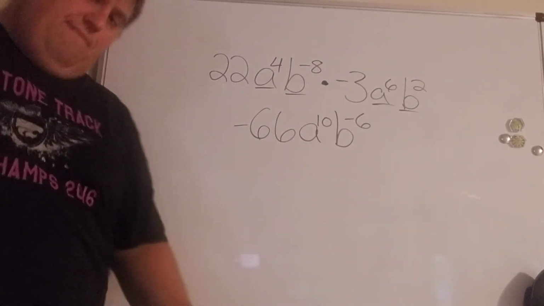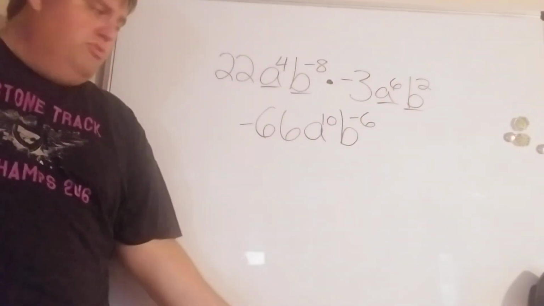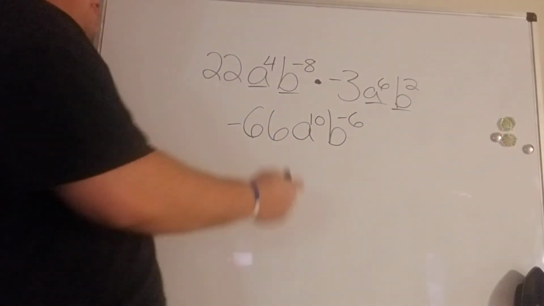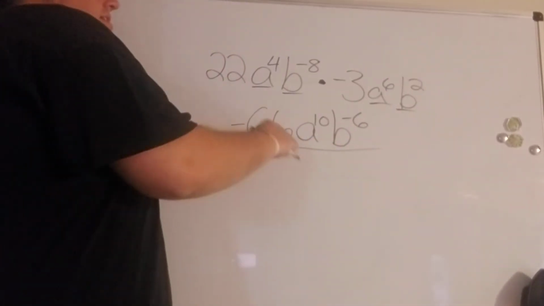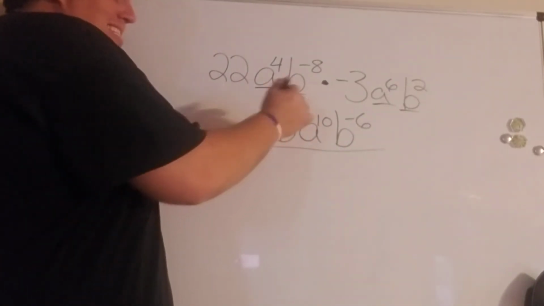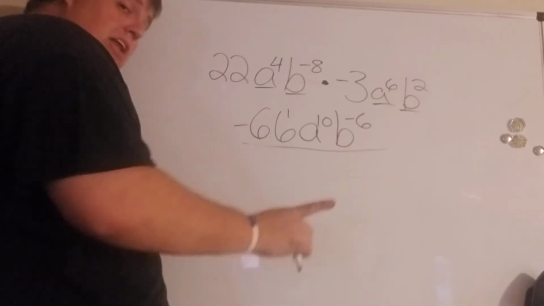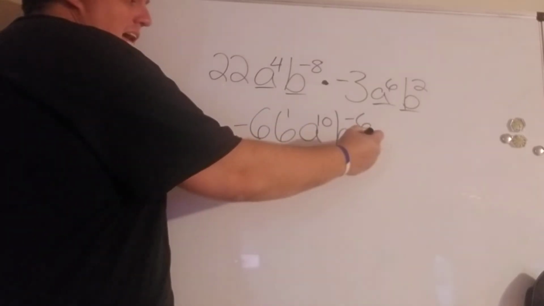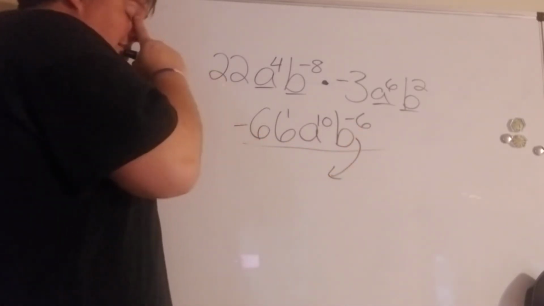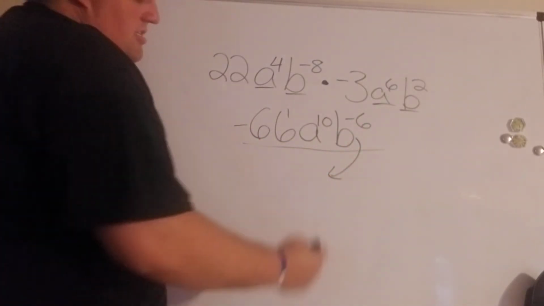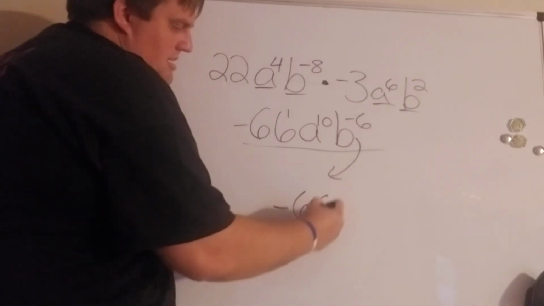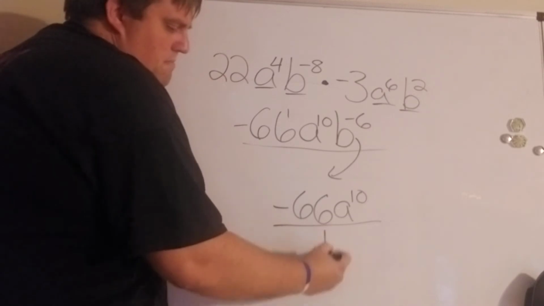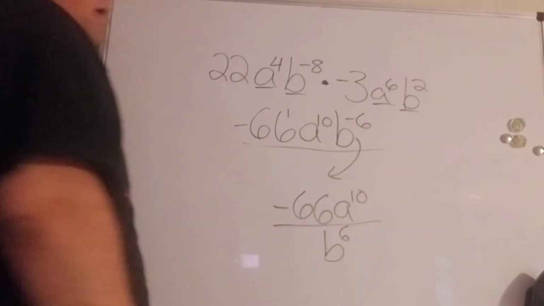But again, at the very end, after I did my multiplication rule, now I'm going to check. Do I have negative exponents? Yes, I do. So I'm going to have to fix something. So think of it all as a fraction. Negative 66 is fine because it has a 1 here, not a negative 1, just a positive 1. A is also fine. However, B is not. So we're going to have to move B to the bottom of a fraction. So my final answer here is going to be negative 66, a to the 10th over b to the 6th power.